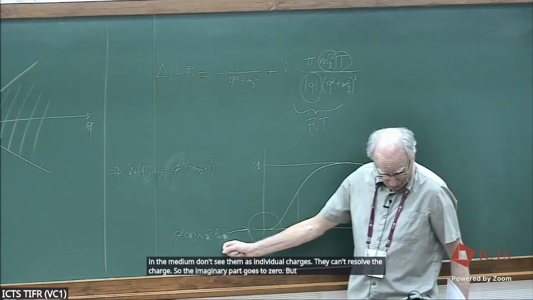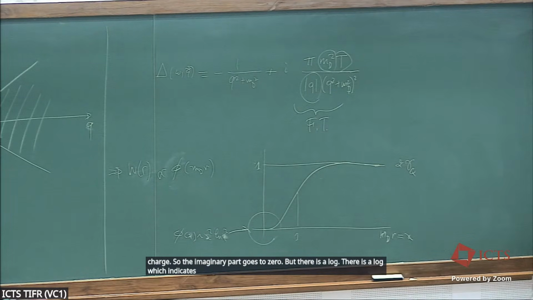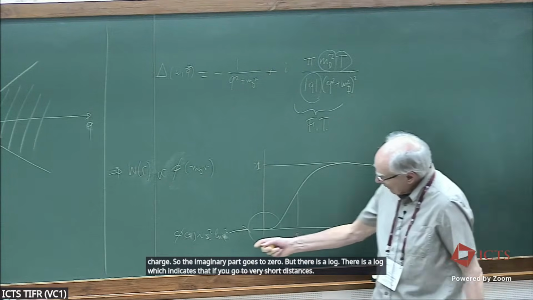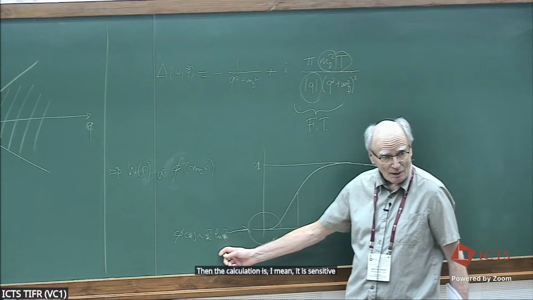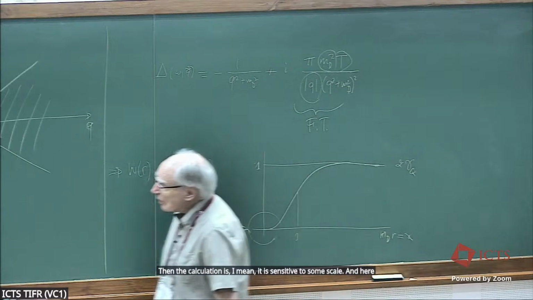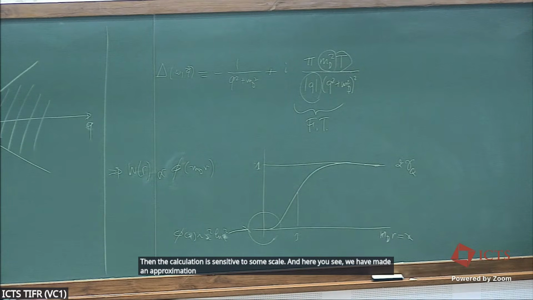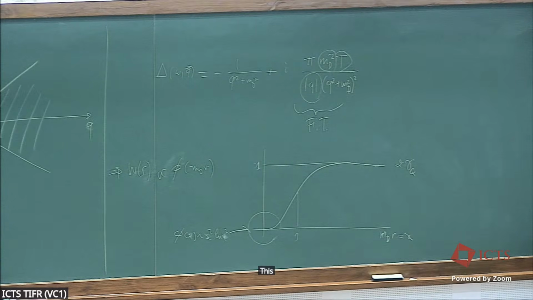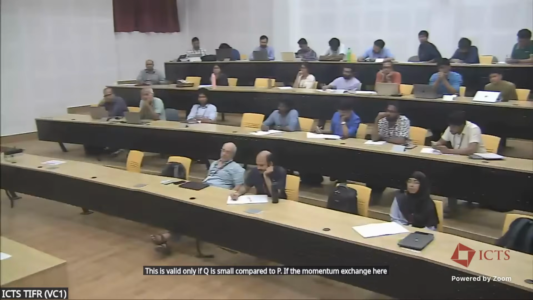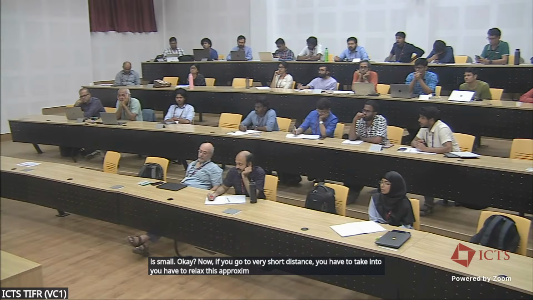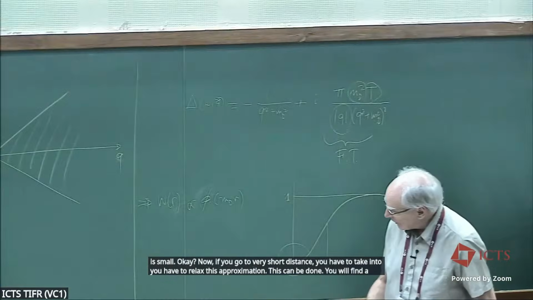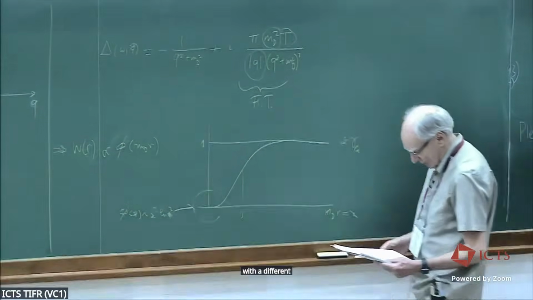But there is a log which indicates that if you go to very short distances, then the calculation is sensitive to some scale. Here you see we have made an approximation in doing this calculation. We have made an approximation that this is valid only if Q is small compared to P, if the momentum exchange here is small. Now, if you go to very short distance, you have to relax this approximation. This can be done. You will find a log with a different cutoff than the Debye mass if you do that correctly.